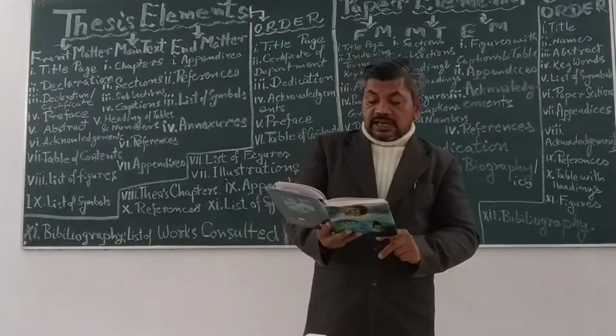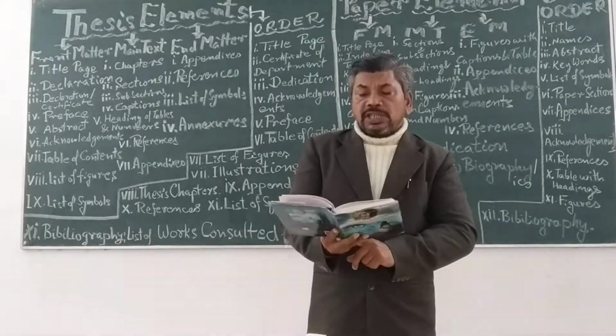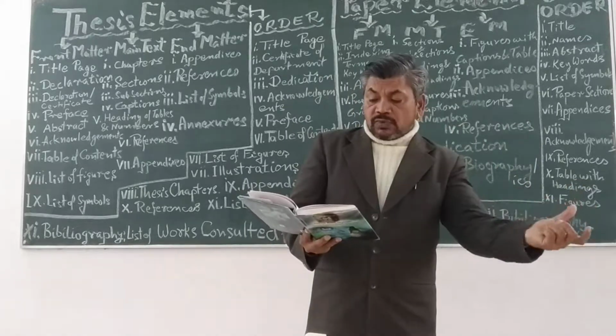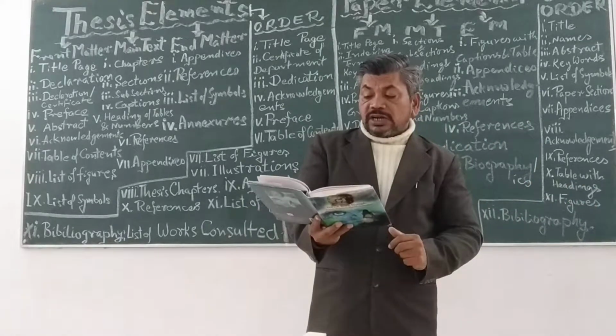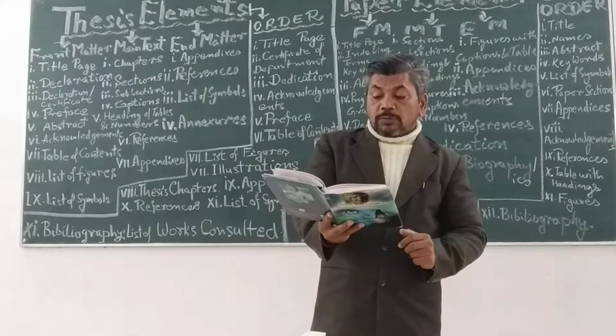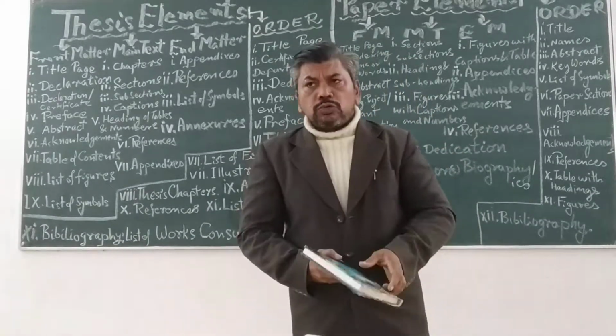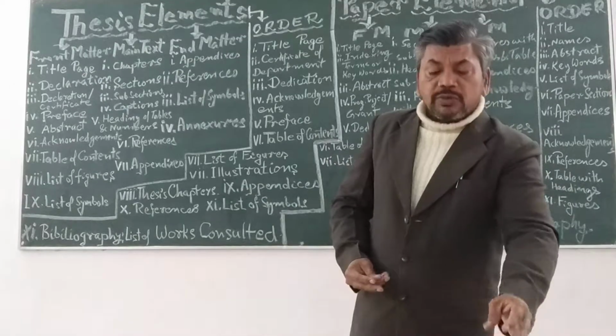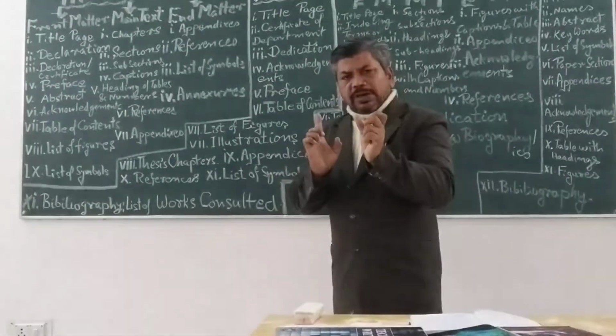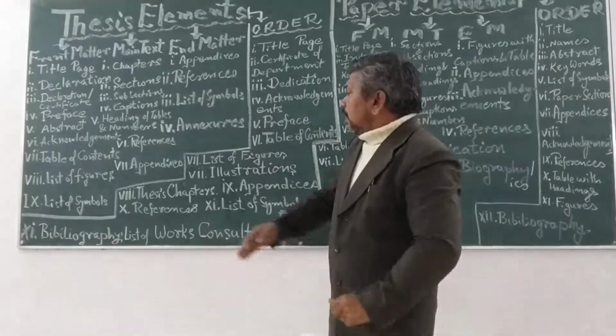Then there is a book by M.H. Abrams. Abrams will come first: Abrams, M.H., A Glossary of Literary Terms. The book is published from Singapore, Thomson Asia, in the year 2003. That way, referencing should be done, with page numbers 1 to 10.